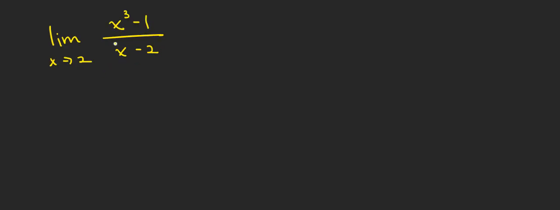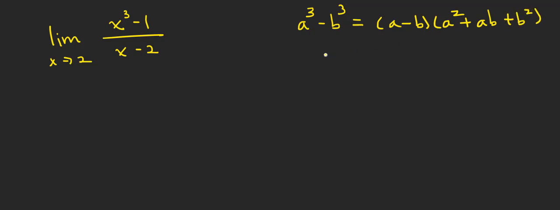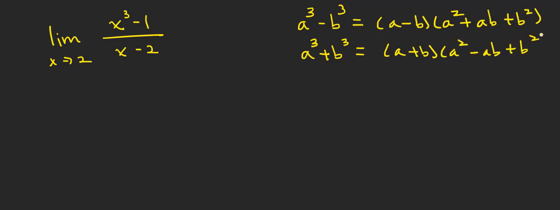Now let's take a look at this example. You've got x cubed minus 1 over x minus 2. When you plug in 2, you get 0 on the bottom, so it looks like it's undefined. Let's check it out. Do you remember how to factor a cubed minus b cubed? It's going to be a minus b, quantity a squared plus ab plus b squared. What about a cubed plus b cubed? That's the sum of cubes. It's going to be a plus b, a squared minus ab plus b squared.